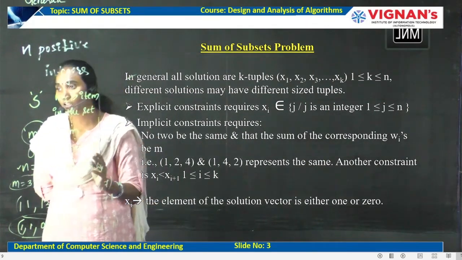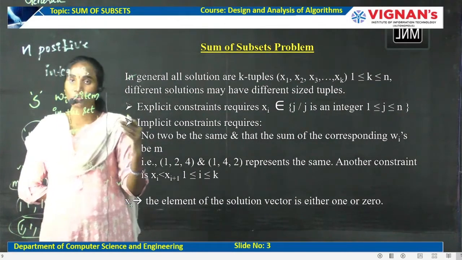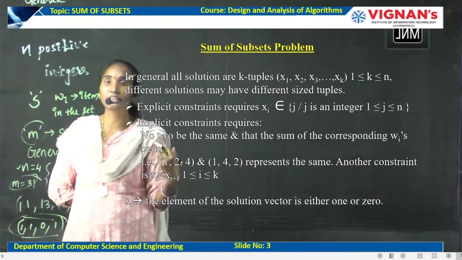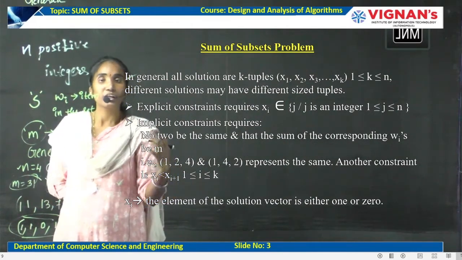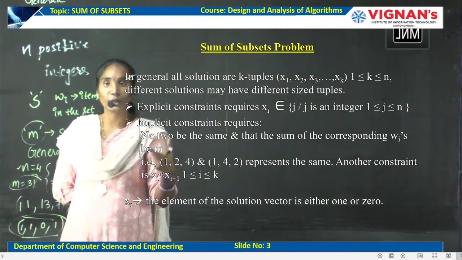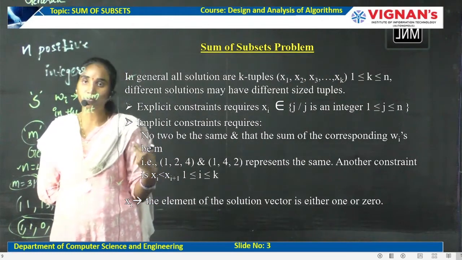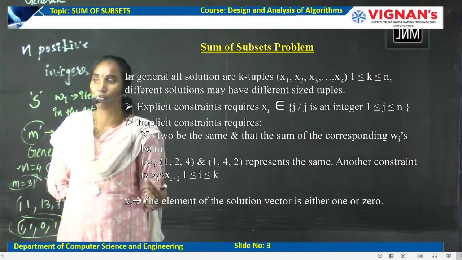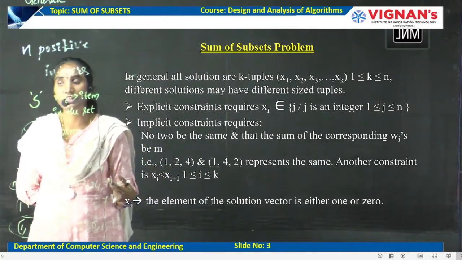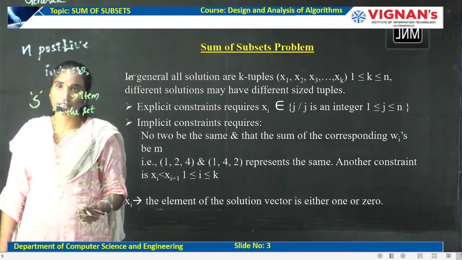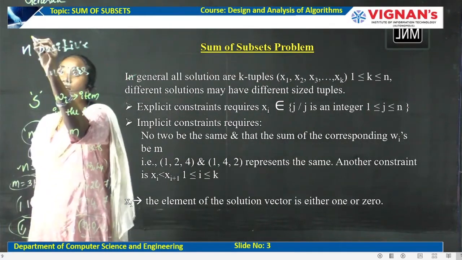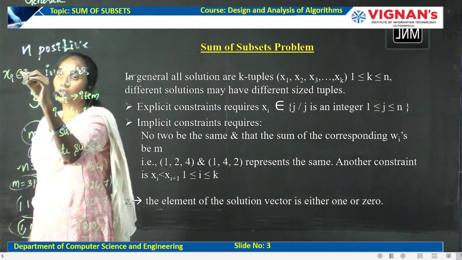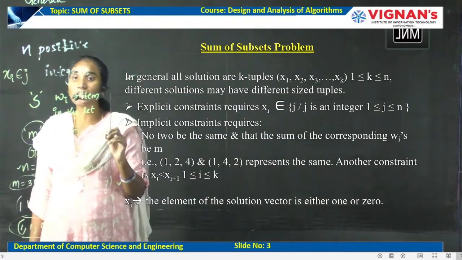Now there are two kinds of constraints, explicit constraints and implicit constraints. While dealing with a backtracking problem, we must write explicit constraints and implicit constraints. Constraints are nothing but the rules to be followed. Now coming to the explicit constraints, xi belongs to j, where j is an integer.